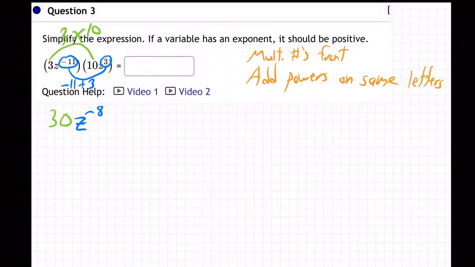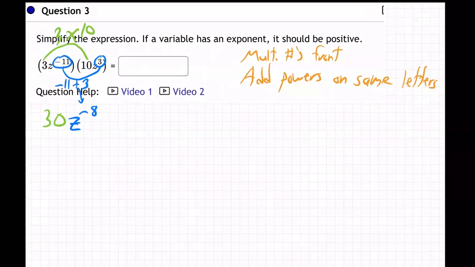So out front numbers multiply, 3 times 10 is 30. Powers on same letters add, negative 11 plus 3 is negative 8. Now, we cannot leave the answer that way. That's so far so good, but not done. Why? It says if a variable has an exponent, a power, it should be positive. So I can't leave that negative power.